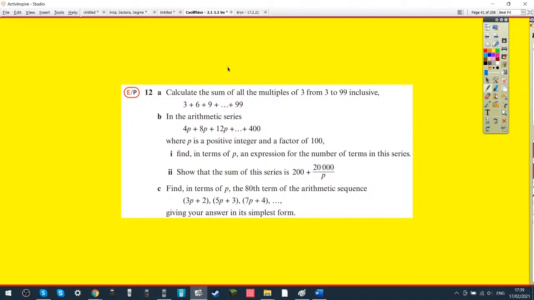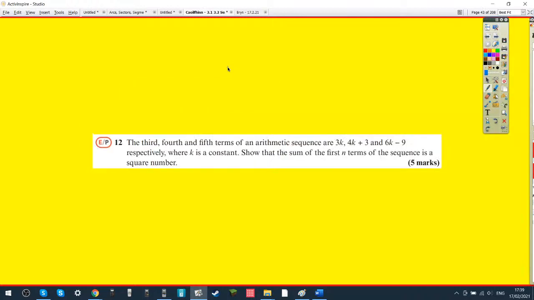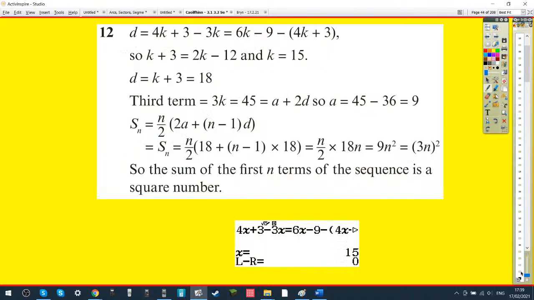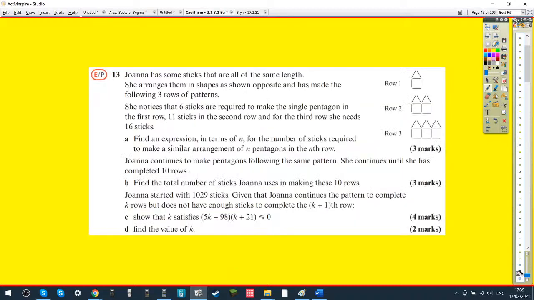I don't want to do this anymore. Okay, let's see this one. Calculate the sum of this. In the arithmetic series, where p is a positive, find in terms of p an expression with a number of terms. Don't want to do it anymore. Let's see this one. Right. This one seems nearly identical.